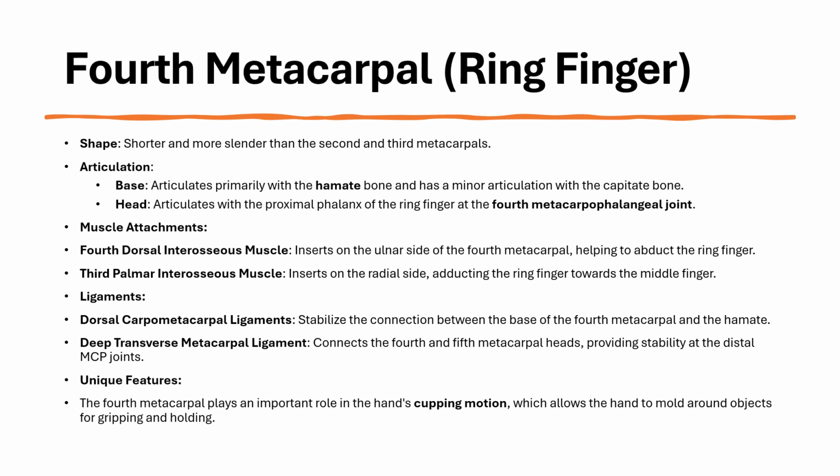Muscle attachment. The fourth dorsal interosseous muscle inserts on the ulnar side of the fourth metacarpal and helps to abduct the ring finger.